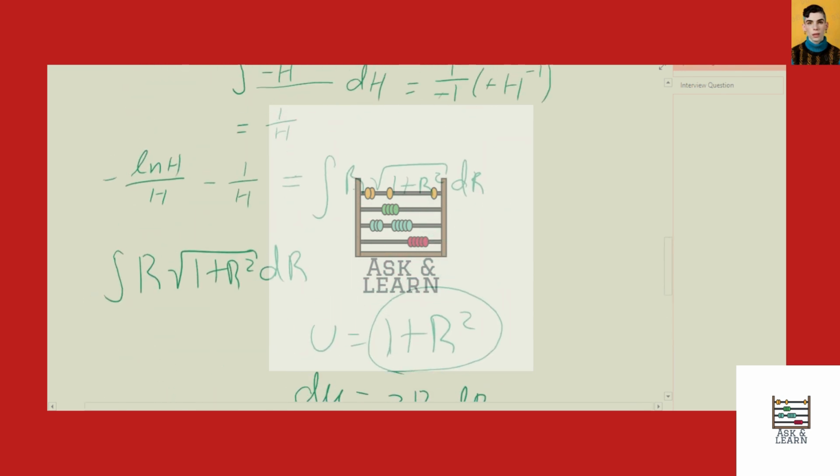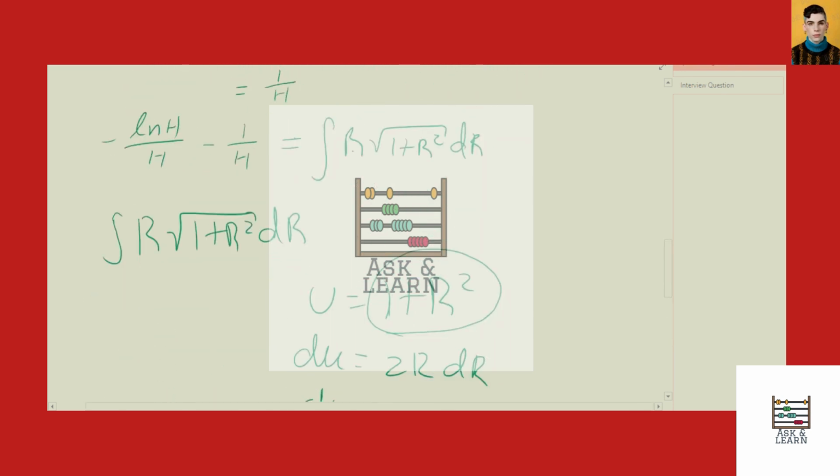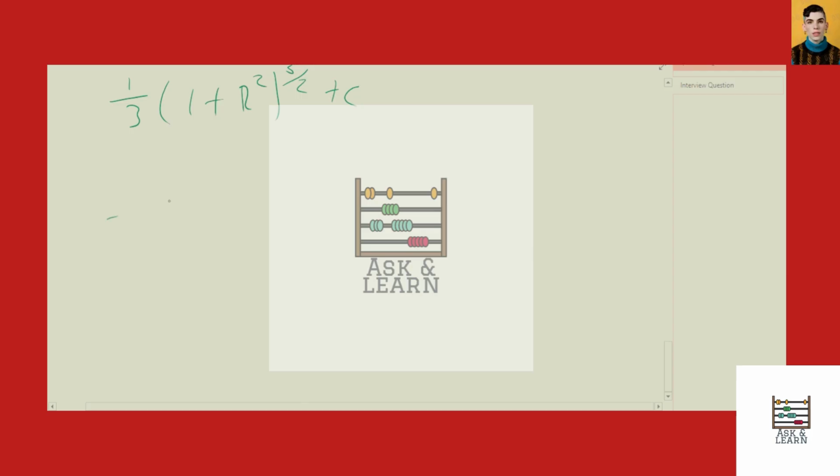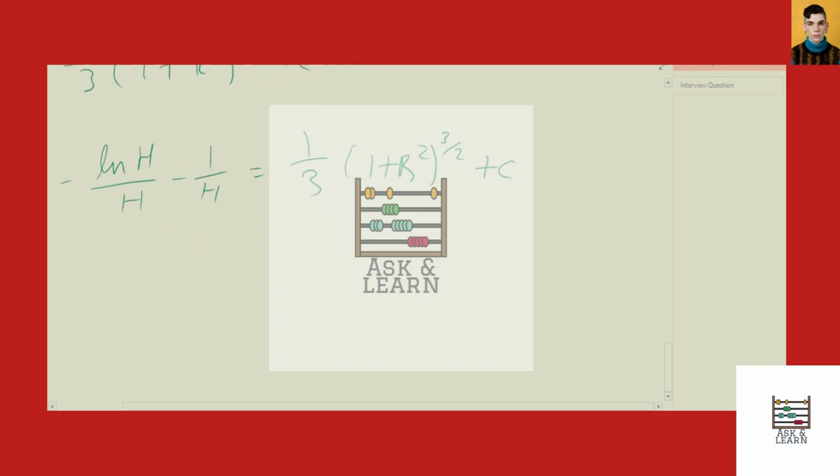So now we can have these equal to each other. So we have negative ln h over h minus 1 over h equals 1 over 3 times 1 plus r squared to the 3/2 plus c. And the reason why we don't put plus c on both sides is because then they'll cancel each other out. So we want to have at least plus c on one side. And that's how you should get this answer.